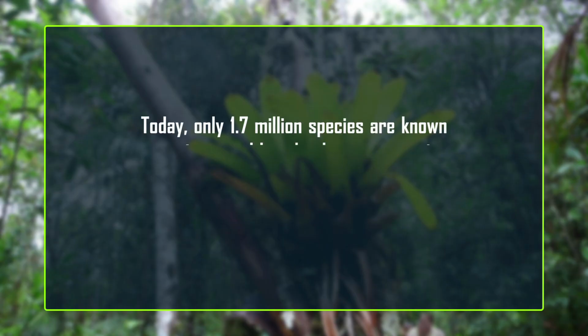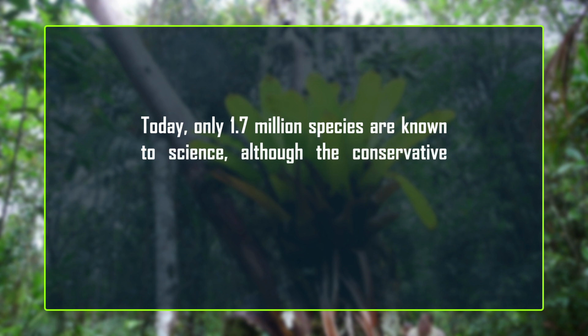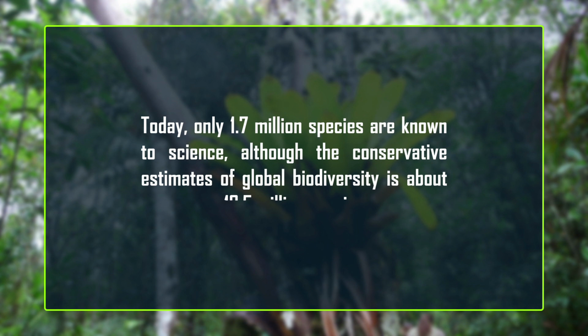Not only its documentation, but its conservation and sustainable use. Systematics also provides the basic tool for documentation of global biodiversity. In fact, today only 1.7 million species are known to science, although the conservative estimate of global biodiversity is roughly 12.5 million species. Therefore, it is systematics that can help in describing the unknown biodiversity before it is lost forever.